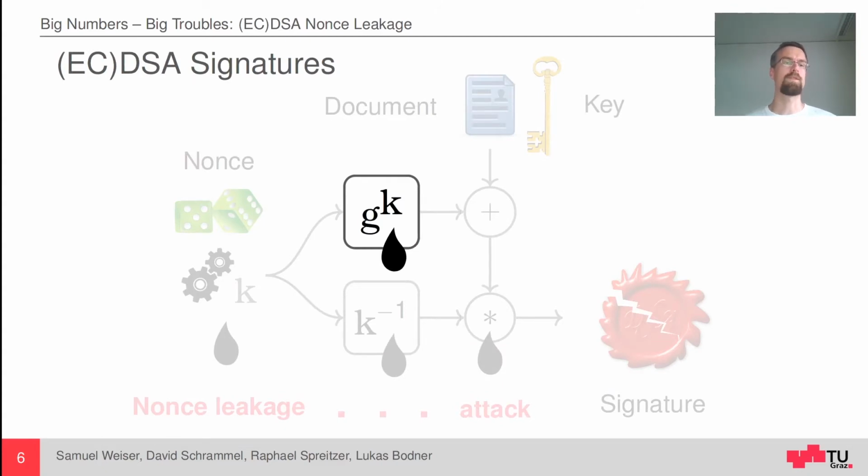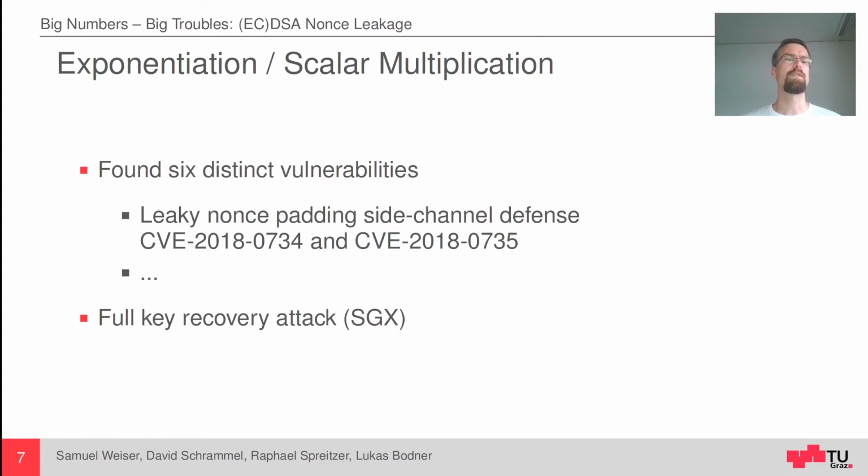Let's go on to the next one, exponentiation. And actually, exponentiation is one of the most important steps and also one of the most analyzed ones. But still we found in total 6 distinct vulnerabilities, which mostly have to do with a certain scheme called nonce padding. And nonce padding itself is meant as a side channel defense to prevent this kind of leakage, but we found it itself to be leaky.